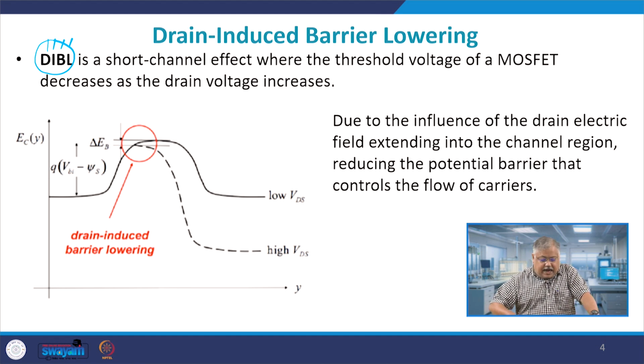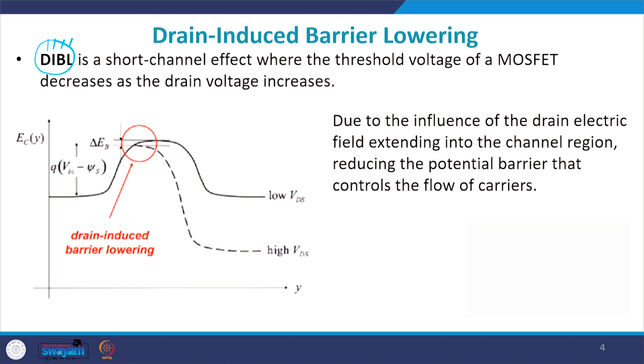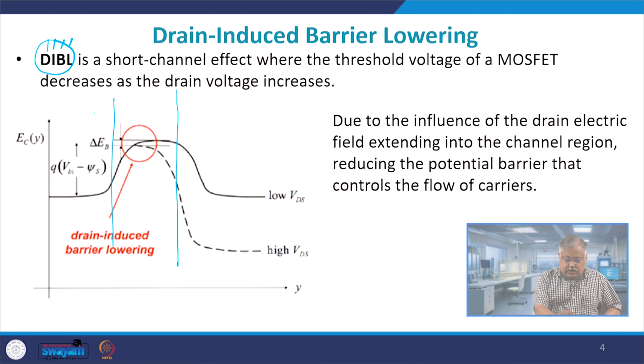So, let us look at the energy band diagram as you move from source to drain. Let us suppose this is the y direction which you are looking into. This is the gate region. Let me assume this to be the gate region. This is the source and this is the drain, and you are applying a fixed bias on the drain with respect to source.